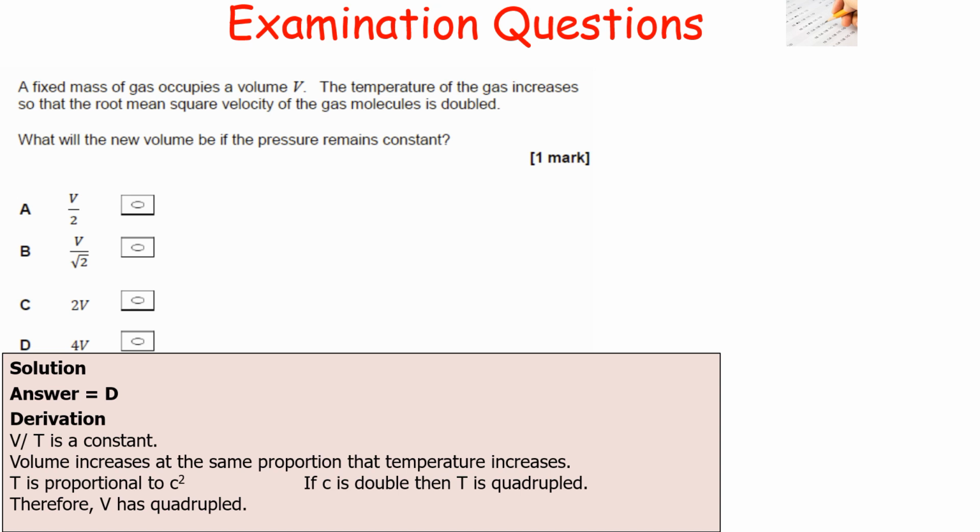So if T is quadrupling, to get the same ratio, our constant, we need V to quadruple as well, because V over T is the constant. So therefore our answer is D.